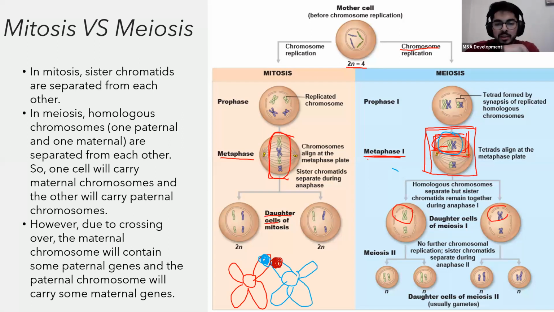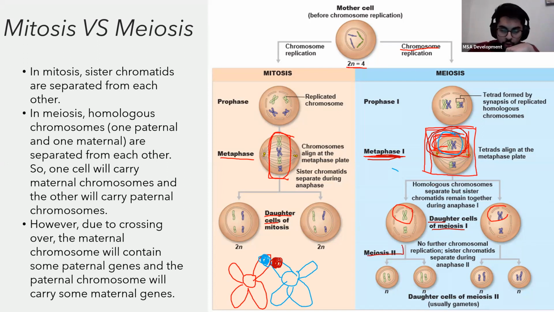So again, during metaphase 1 of meiosis, the two homologous chromosomes align in the middle. They have some exchange in information called crossing over, and then the cell divides, separating these homologous chromosomes from each other. And we get these daughter cells of meiosis 1. However, these cells are still not ready for fertilization. They have to undergo one more division so that they are ready.